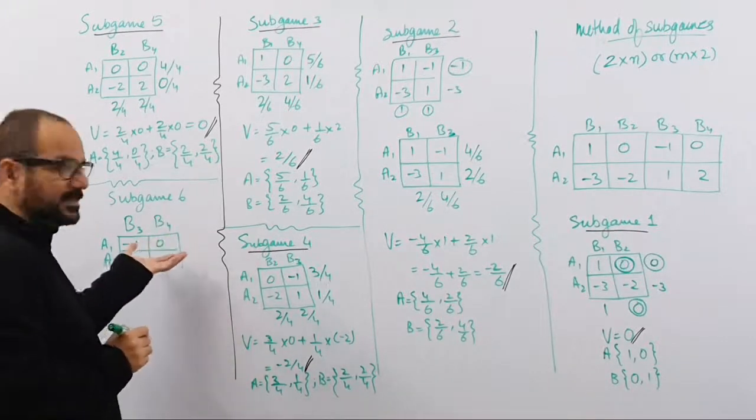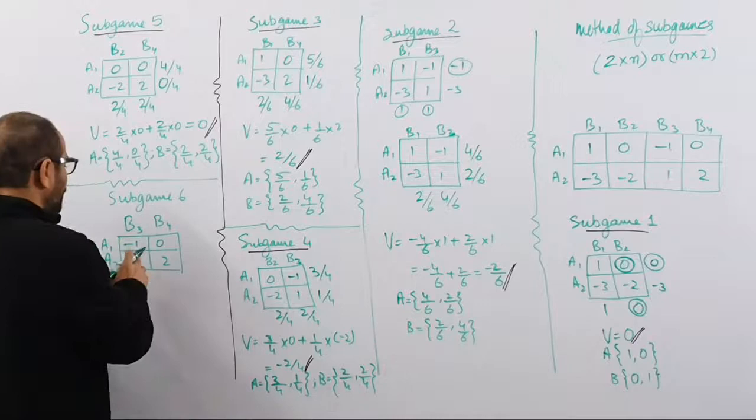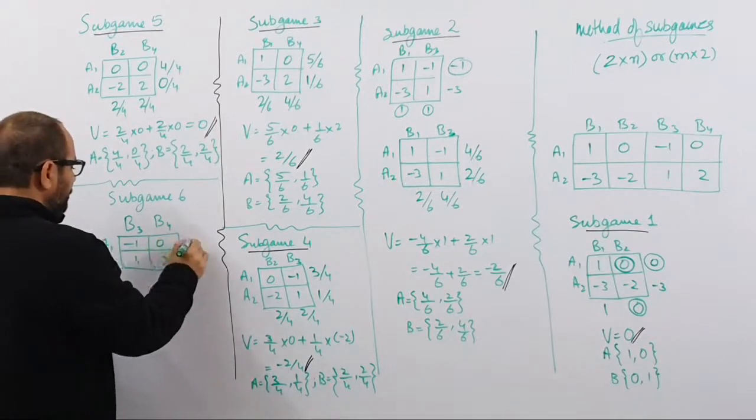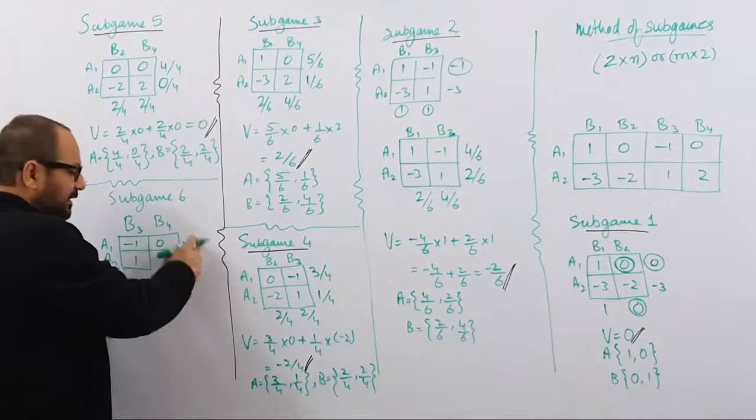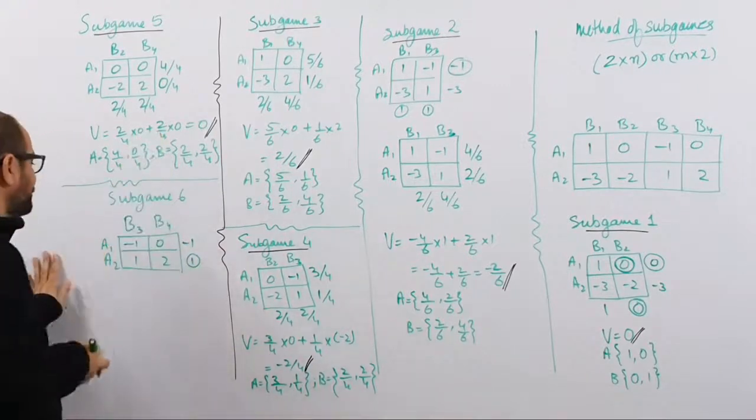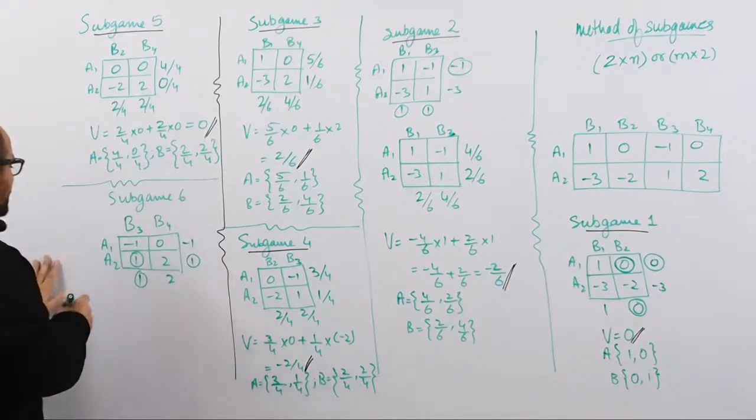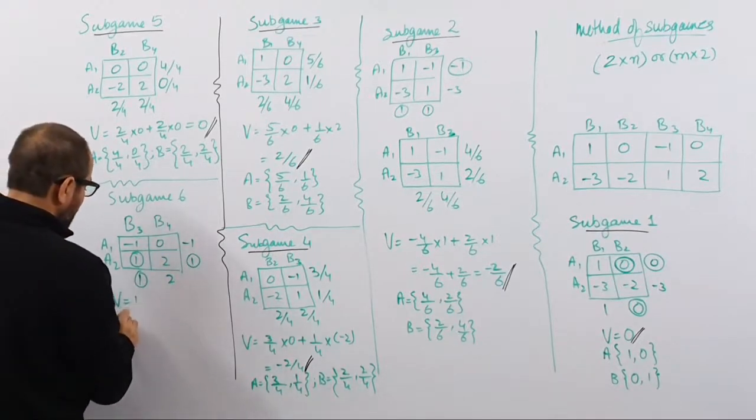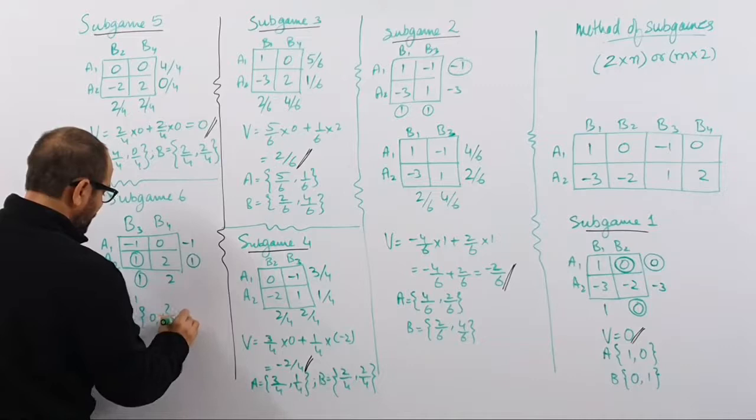So you can check for saddle point. If you get saddle point, fine. If you do not get a saddle point, then we can just go ahead and solve it. Let us check for saddle point. For A it is maximin: minimum in each row and then maximum from it. For B it is minimax: maximum from each column, and then minimum from them. So we have a saddle point in this. So value of game is 1. Strategy for A would be 0 and 1, while strategy of B would be 1 and 0.